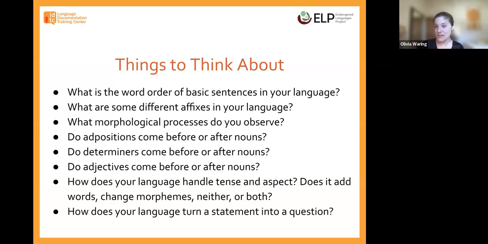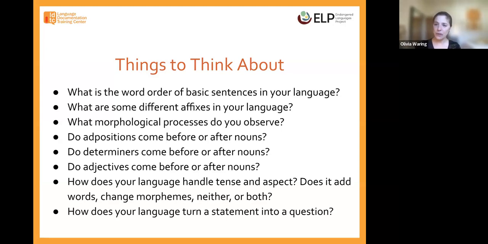Do you have prepositions or do you have postpositions in your language? That's an interesting one. Some languages like Hindi have postpositions where instead of saying "on the box," you would say "the box on," for example. Your determiners and your adjectives, do they come before or after nouns?